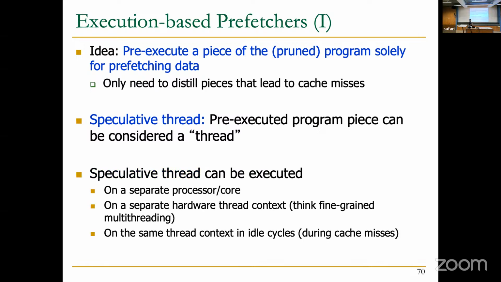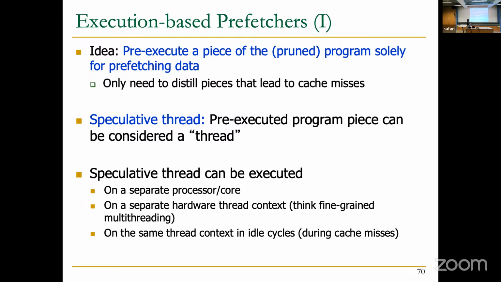Now the speculative thread can be executed on a separate processor core. For example, you have a 4-core configuration in a laptop, or server processors have lots of cores, and maybe many cores are staying idle. In those cases, you can use those idle processor cores, or maybe an idle processor altogether in a different chip, to execute those speculative threads.